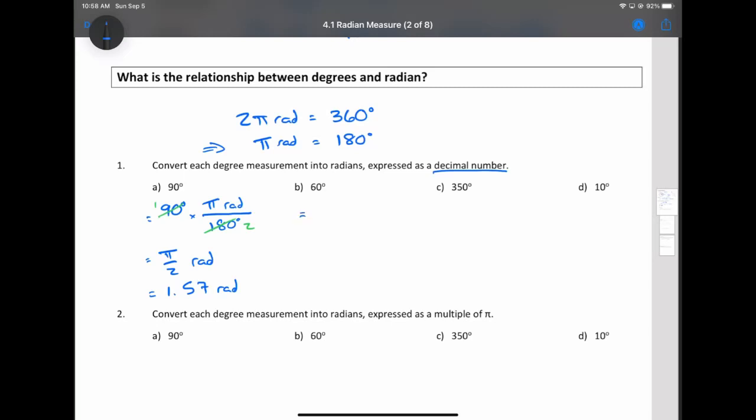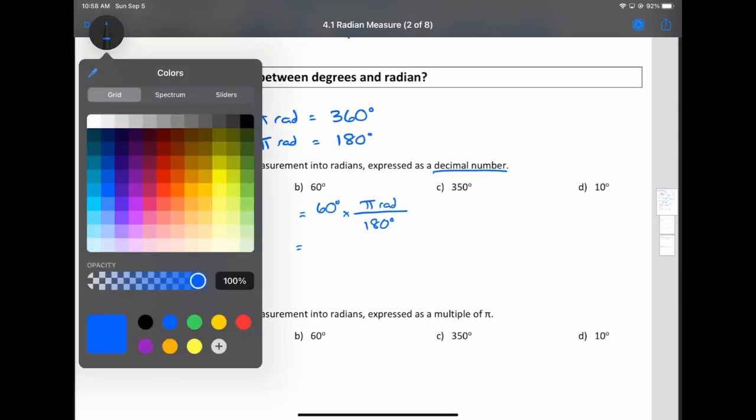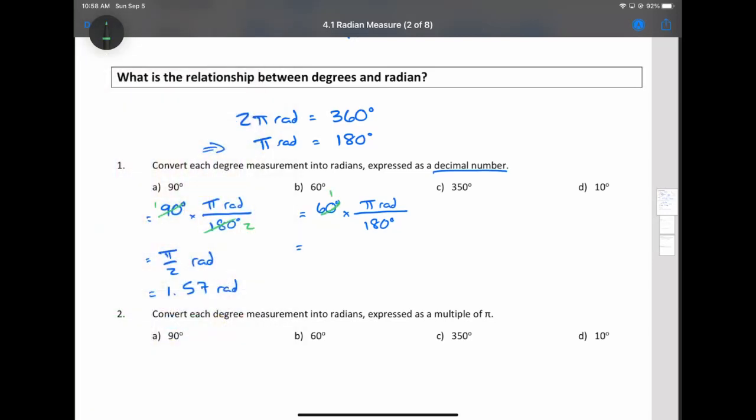Okay. For the next one, we do 60 degrees. We want to move away from degrees, so we put 180 degrees on the bottom, and we want to get to radians, so we put pi radians on top. We can cancel out there. That's 1 and 3.